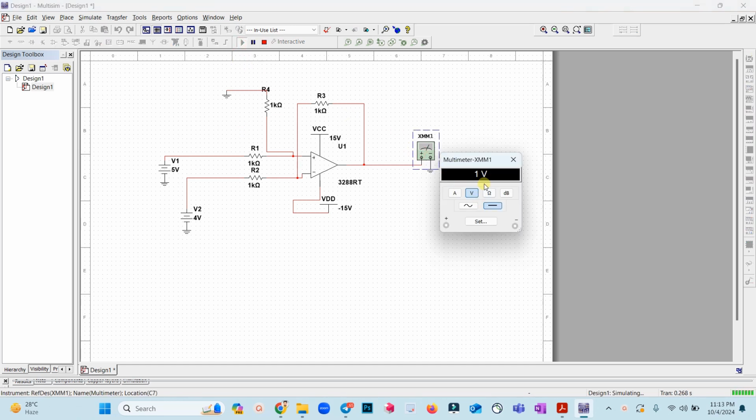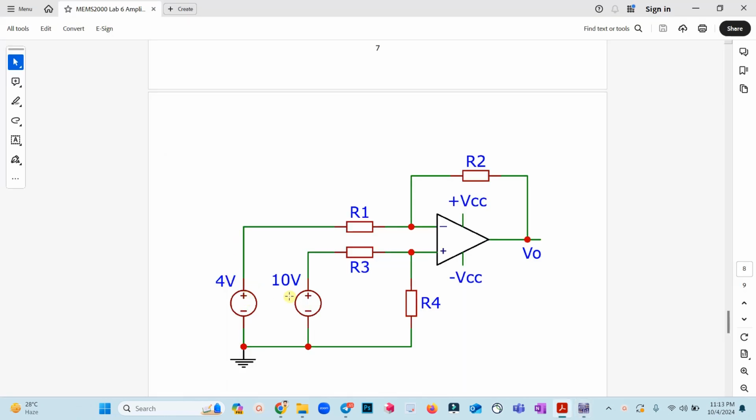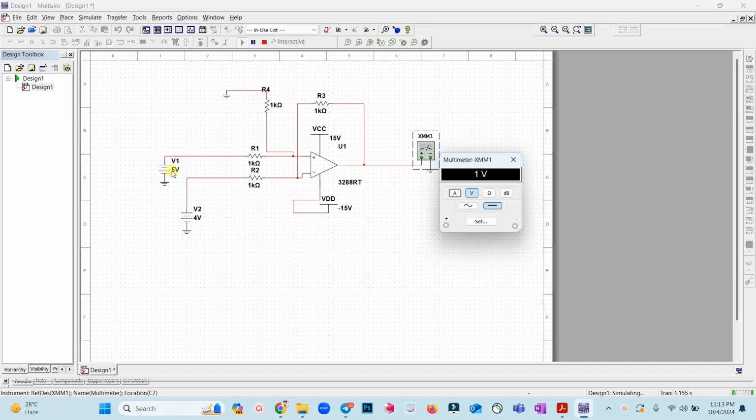Yeah, now it works. See, 5 minus 4 gives you 1 volt. So for example, here we have 10 volts and 4 volts. Let's do that, 10 and 4 volts. Let's see. It should give us 6 volts. Yeah, so that's working. That's exercise number 1.